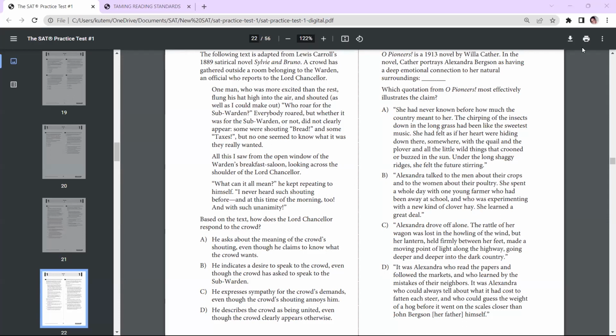All right, let me first reiterate what C says. He expresses sympathy for the crowd's demands, even though the crowd's shouting annoys him. We can prove that the crowd shouting annoys him with the final line, with such unanimity. Unanimity means a large group of them. And at this time early in the morning too is an explanation that means it's a sign of rage. And it says, what can it all mean? Repeating to himself, it means he's contemplating, which means he's concerned. End of statement.